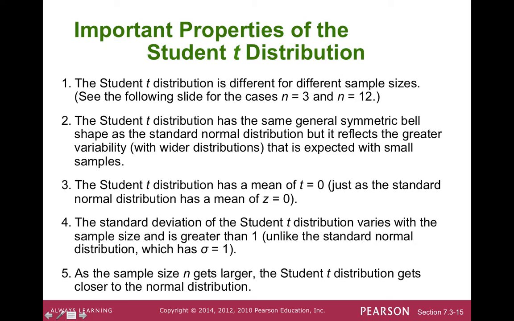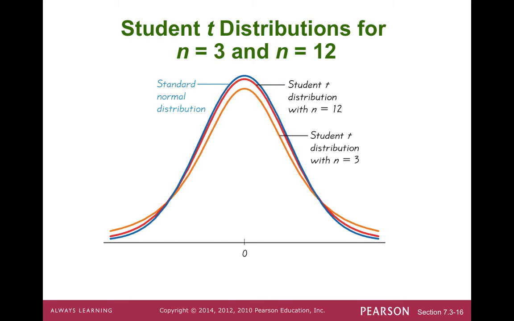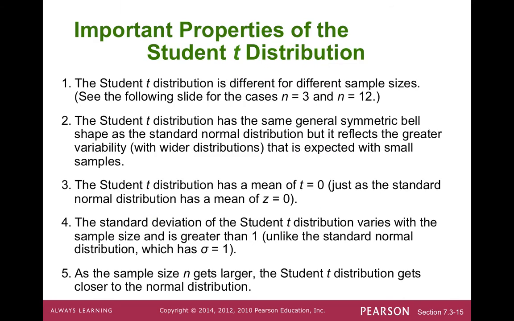Okay, so some other important properties to pay attention to for student t distributions. The student t distribution is different for different sample sizes. And we can look at this in a moment. We'll flip to the next slide. The student t distribution has the same general symmetrical bell shape as a standard normal curve, similar to what we saw before, but it reflects the greater variability, with wider distributions than is really expected with small samples.